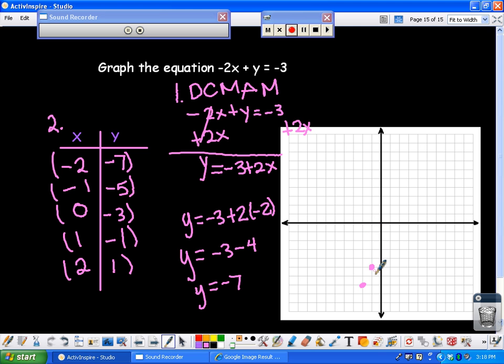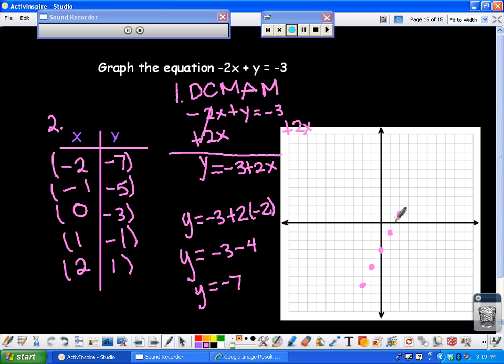So we start here. We're going to go over to the left 1 and go down 5. And plot our point. Our next is 0, negative 3, so we're not moving anywhere on the x-axis, we're just moving down 3 and plotting our point. Next one is positive 1, negative 1, so we go to the right 1 and we're going to go down 1. So we have a positive and negative. And lastly, we have positive 2, so to the right 2, and positive 1. So we're going up on the y-axis 1.